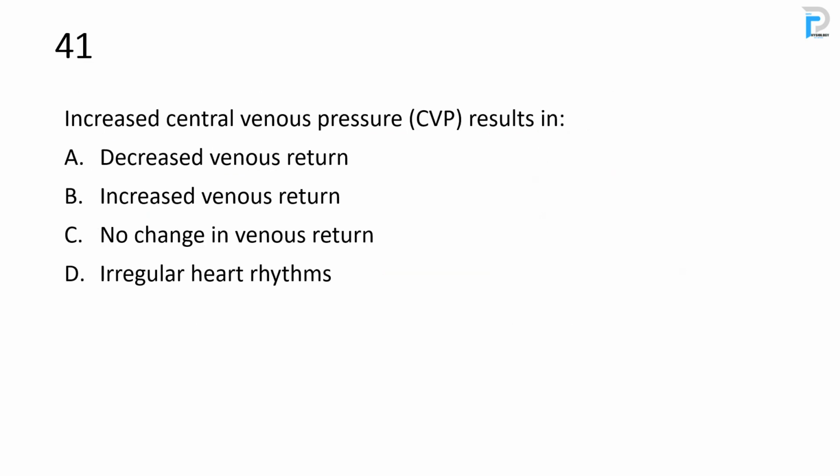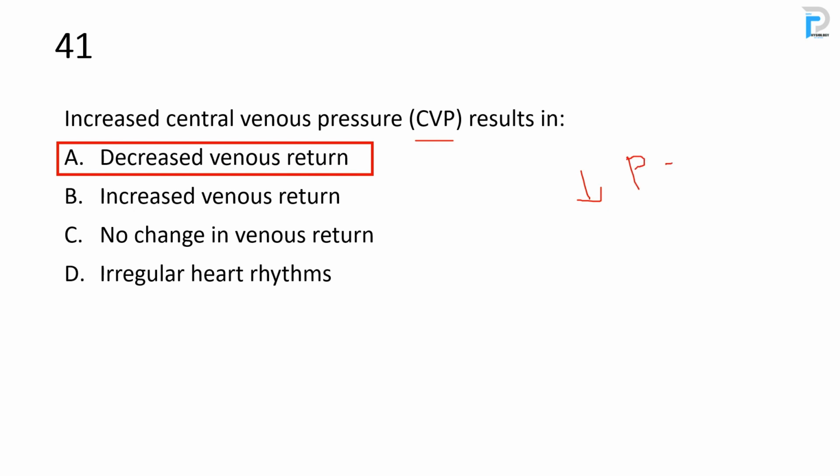Increased central venous pressure results in, as I just explained, so the answer is quite obvious. An increase in central venous pressure is going to reduce the pressure gradient for venous return, and that will decrease venous return.